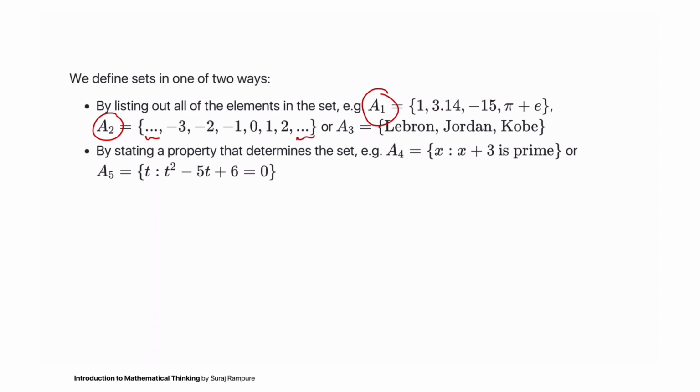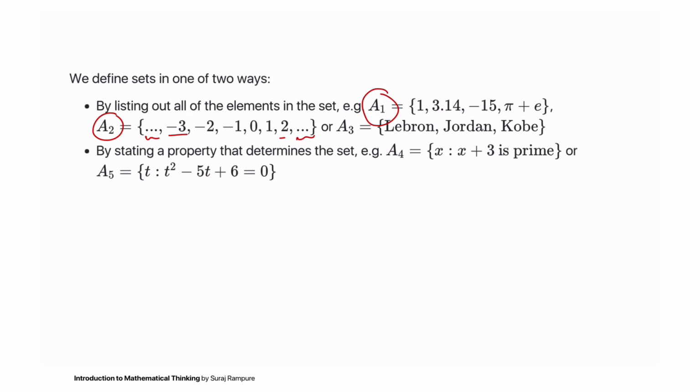One thing to note is that sets are not inherently ordered, right? So in either A1 or A3, I could reverse the order of any of these elements and it would be the same set. In A2, I could also change the order up, but it makes more sense to write it in this way so that we can infer what comes to the left of negative 3 and to the right of 2. Okay, so that's one way we can define a set.